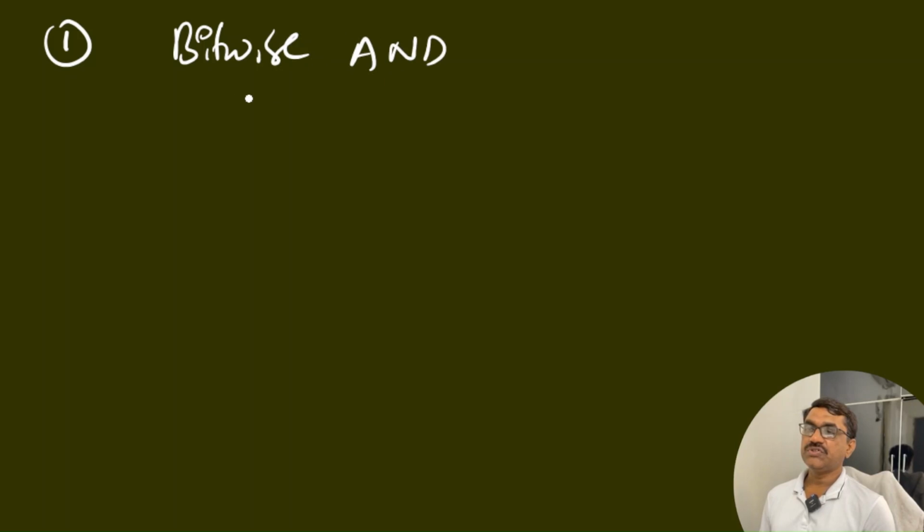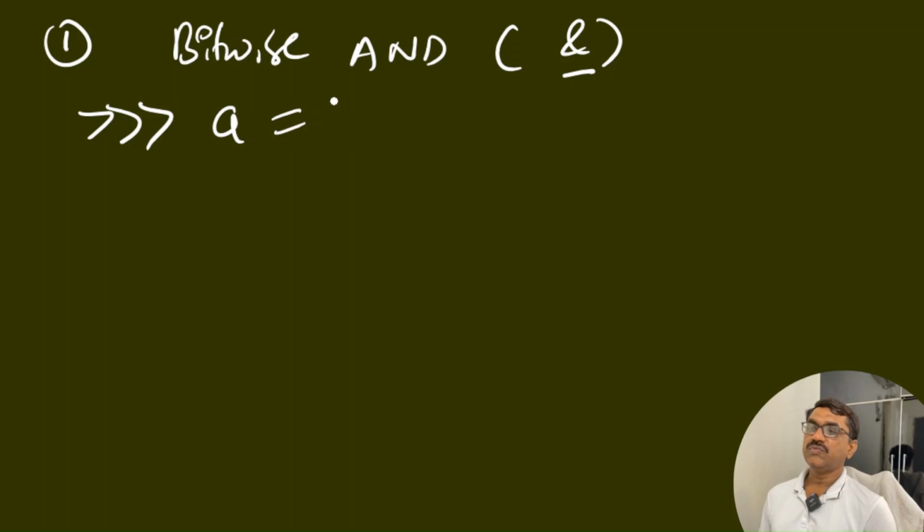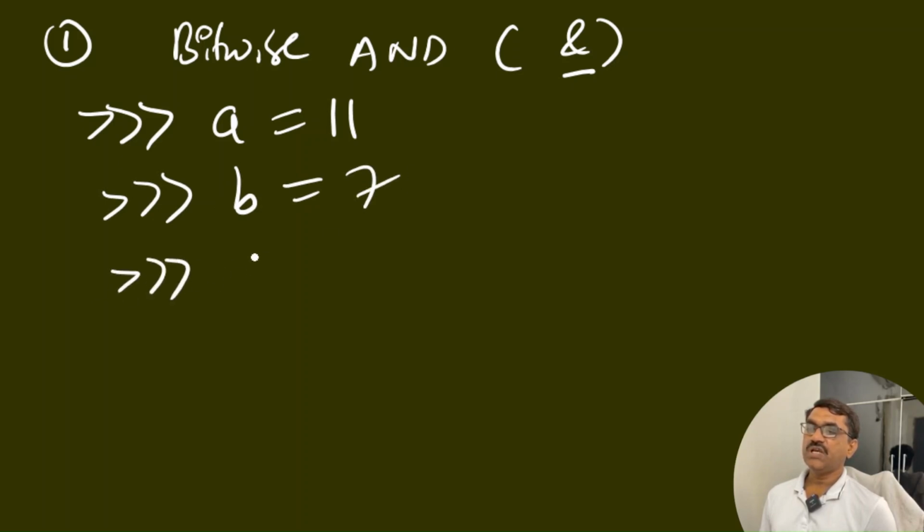Bitwise AND operation or operator is denoted by this symbol. Let us take the Python shell. Assume that a is equal to 11, and in the Python shell we take b is equal to 7. Now here at the shell, if you say a and b, what could be the result? That we are going to see.